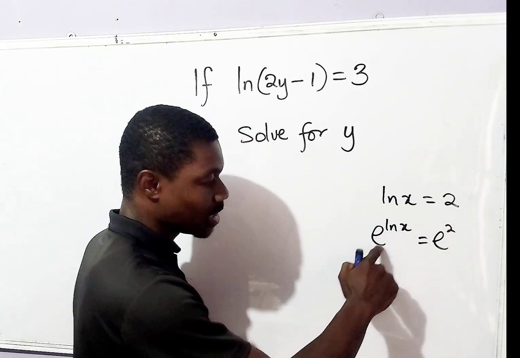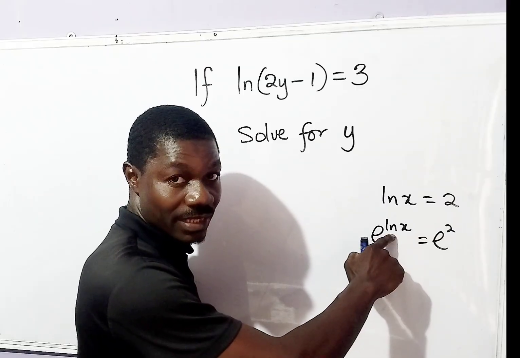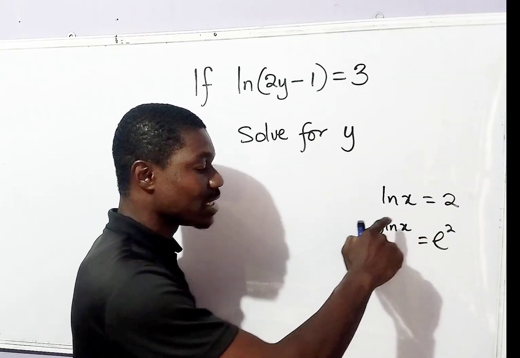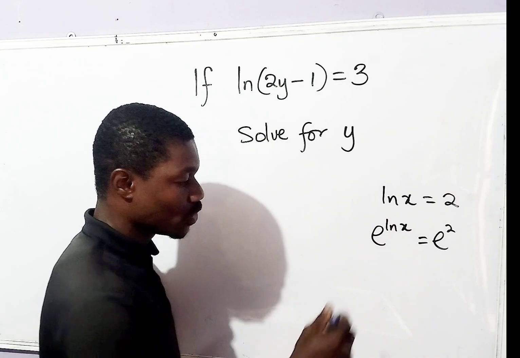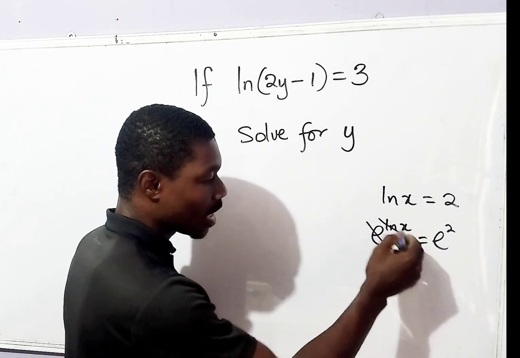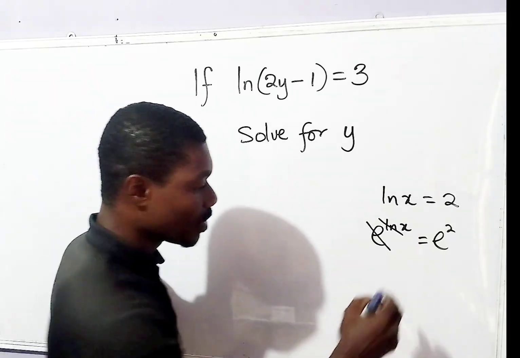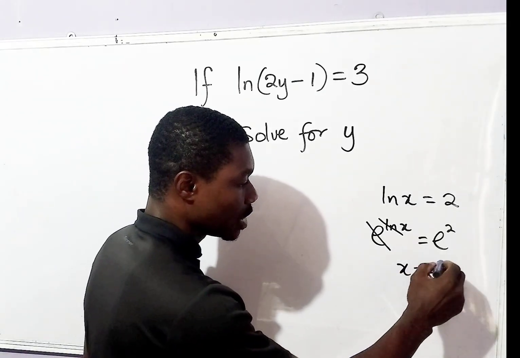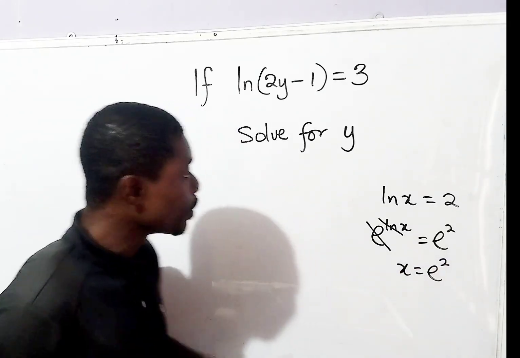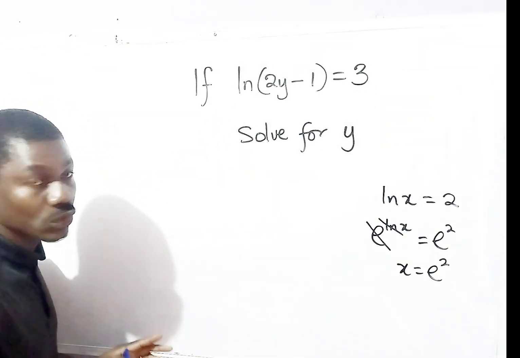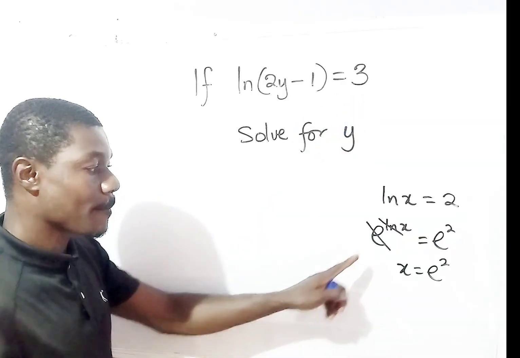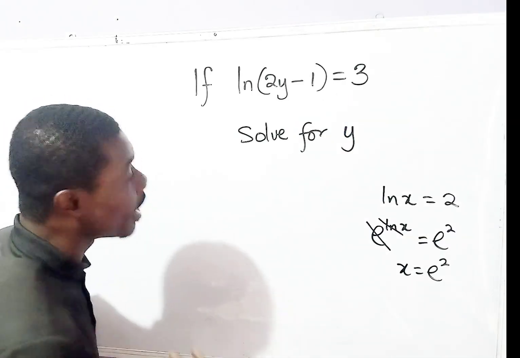Because e is the inverse of ln, as much as ln is the inverse of what? e. So e here now clears out ln, leaving us with x equals what? e raised to 2. So in this case now, all we just need to do is to raise both sides by e so that we can clear off ln.